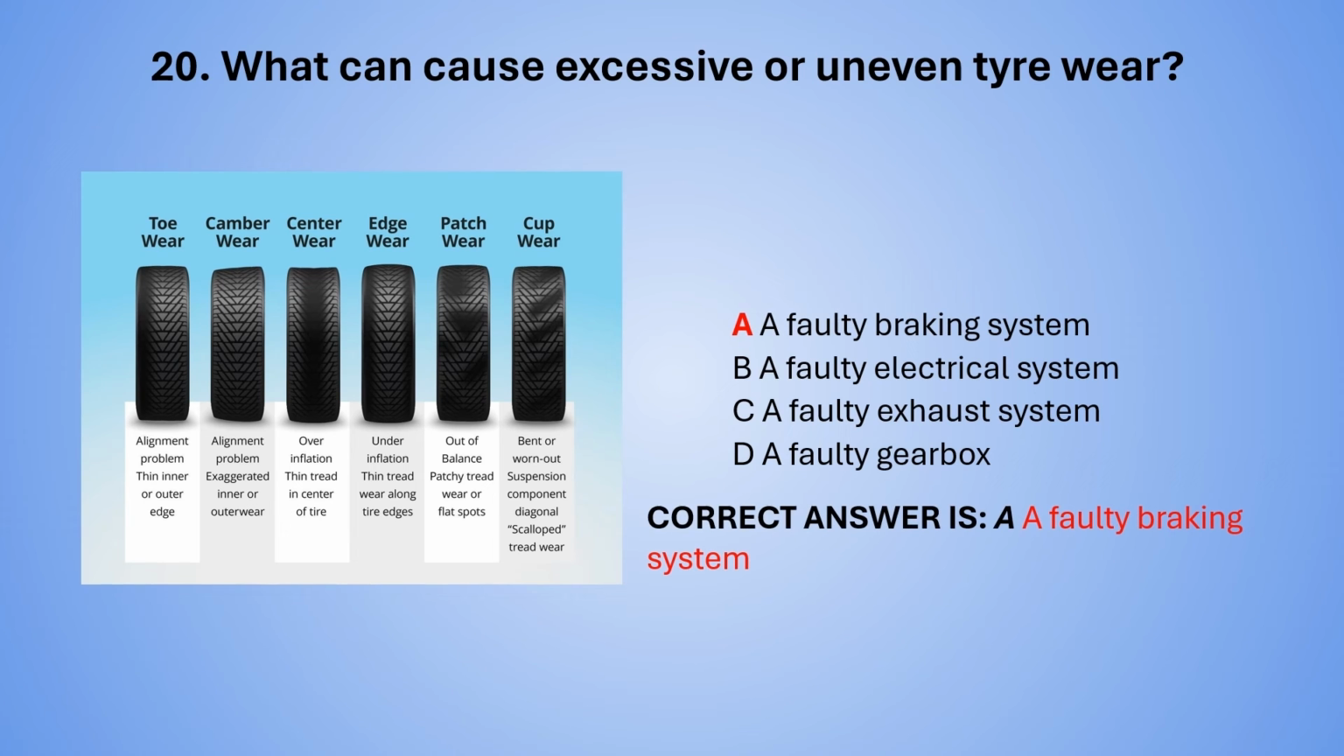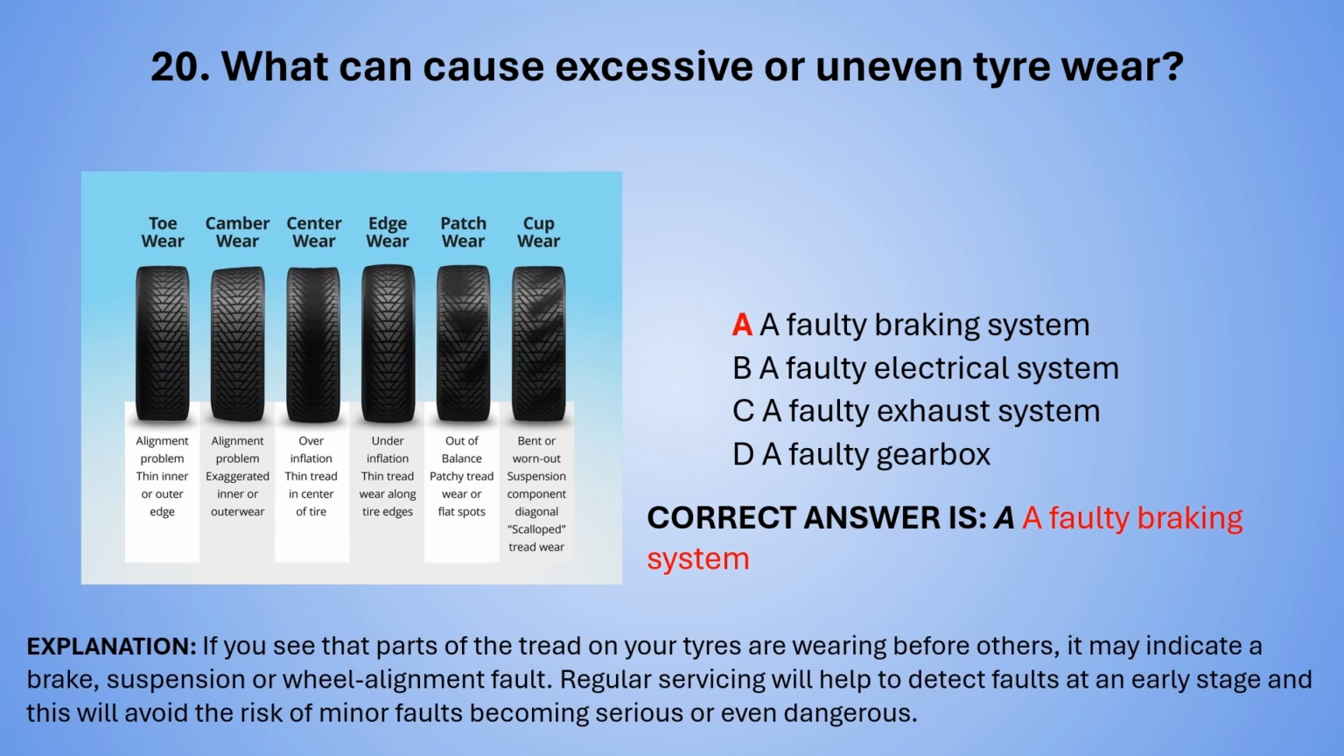A faulty braking system. If you see that parts of the tread on your tires are wearing before others, it may indicate a brake, suspension, or wheel alignment fault. Regular servicing will help to detect faults at an early stage and this will avoid the risk of minor faults becoming serious or even dangerous.